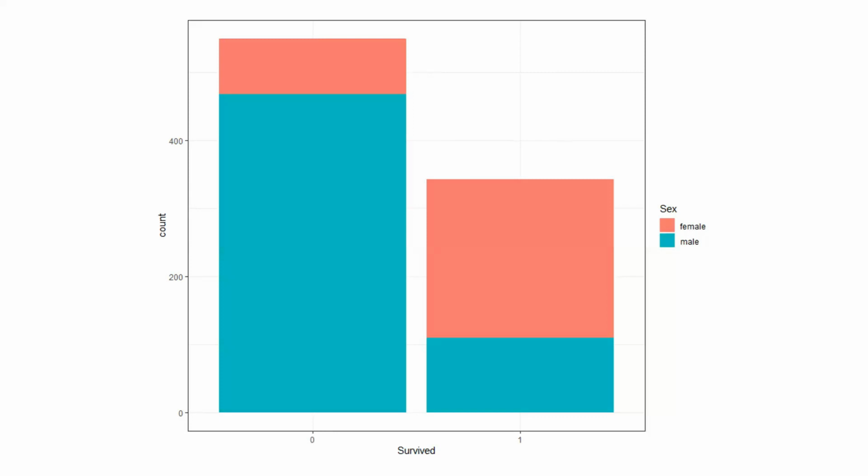Next, who survived? Now you see 0 is for dead and 1 is for survived, and pink is for female and blue is for male. So you see those who died, among the dead, who were more, male or female? In died, male is more. Female is less. Yes, more male died and less female died.